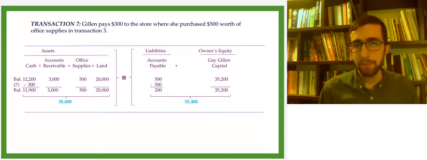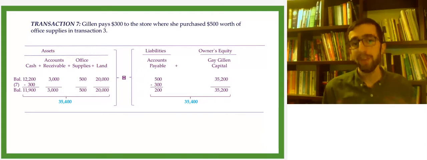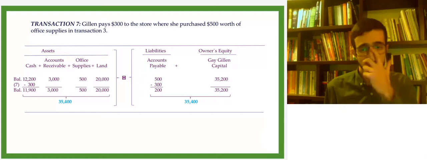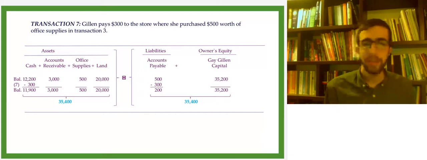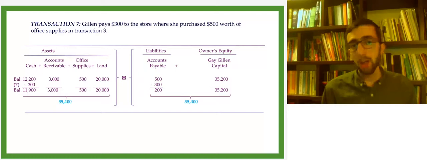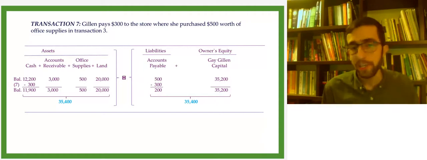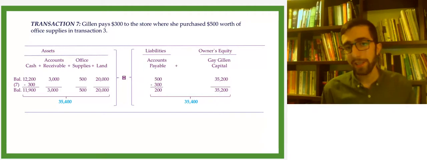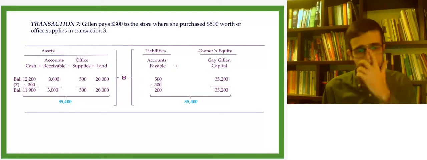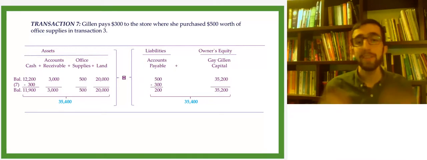In this transaction, Gillen pays $300 to the store where she purchased $500 of office supplies in transaction 3. So she has paid part of her debt of $300. Well, we decrease the cash account because the owner paid on account. Also, we decrease accounts payable of $300 because part of our debt has been cleared. But still, Gillen has $200 debt that she must pay in the future.